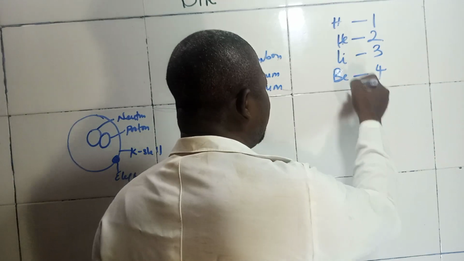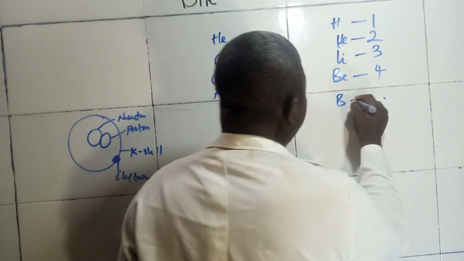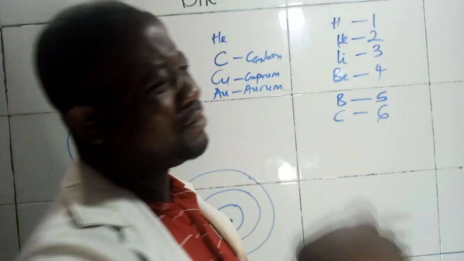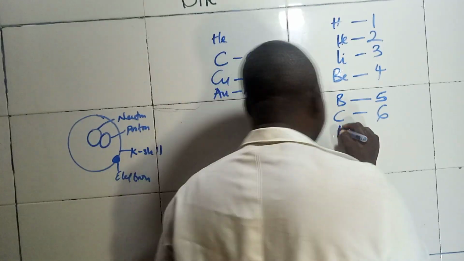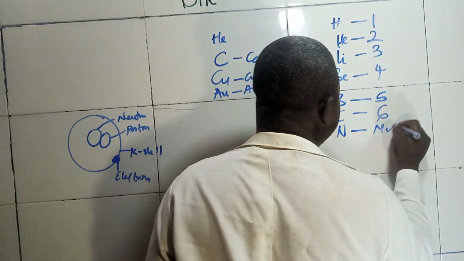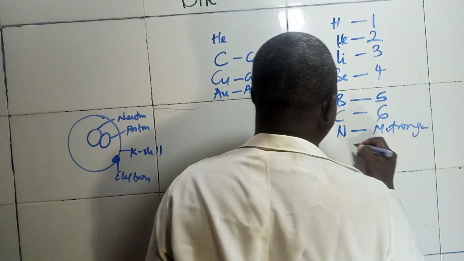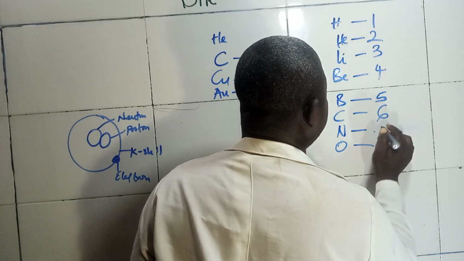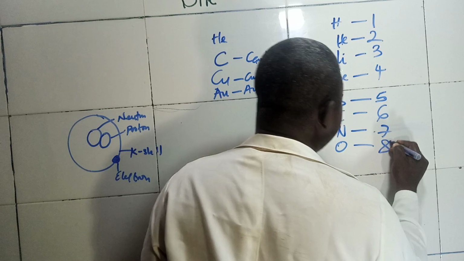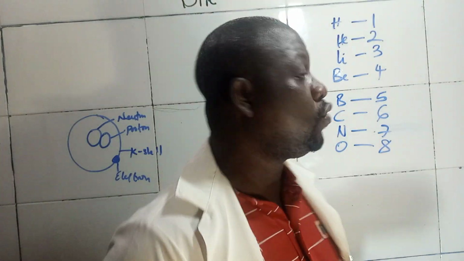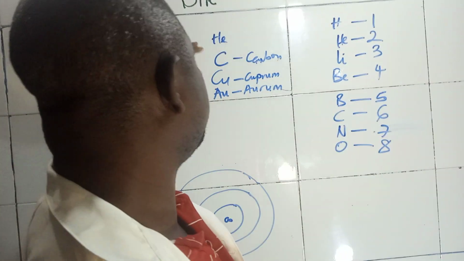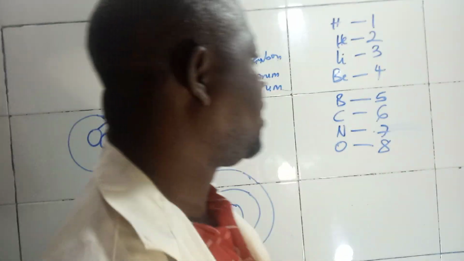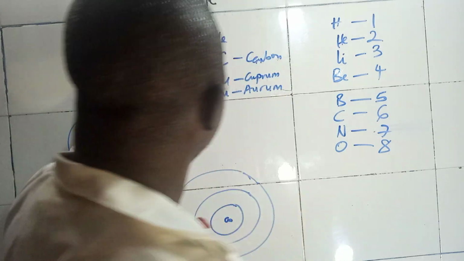You can have boron, that one is five. You can have carbon, that is six. Just like those. Let's continue. We have nitrogen, which is seven. We have oxygen, which is eight. Just like that, let's stop there. All these things are what I want to use to explain the atomic number, the electronic configuration, then the orbital arrangement of electrons.